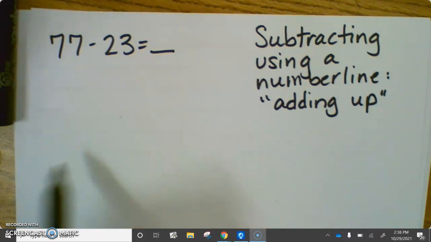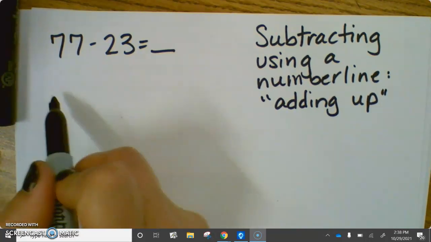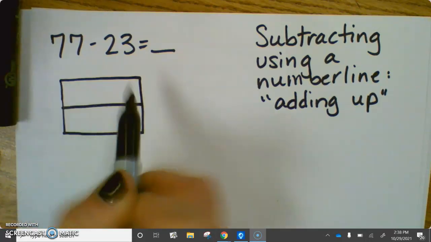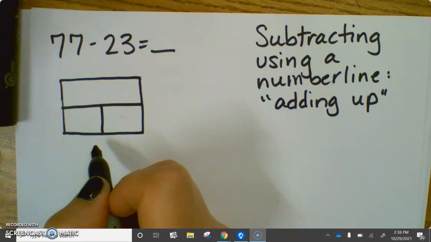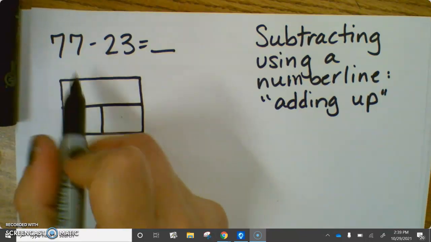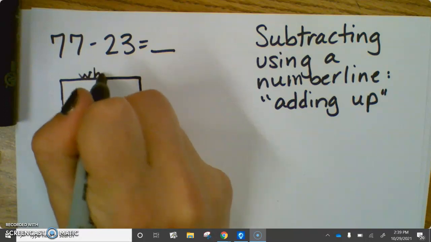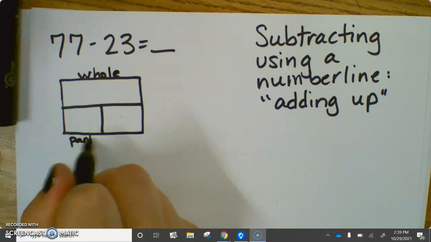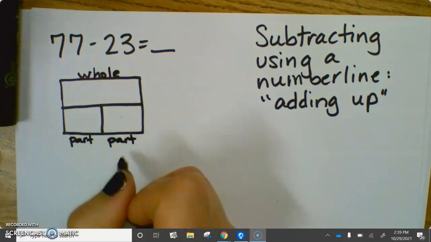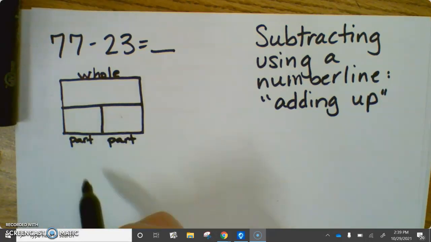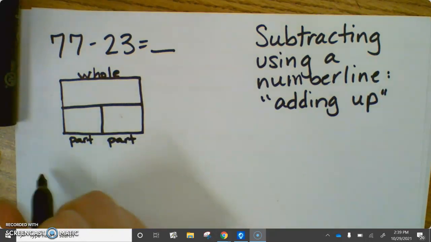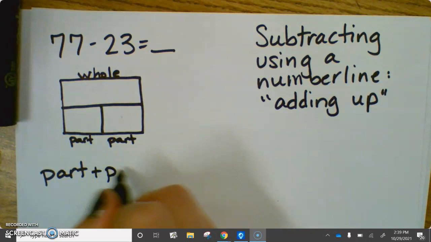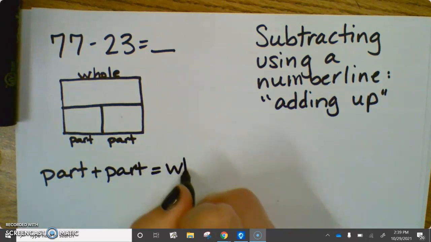So we can come up with our new equation by making a bar model. And we want to make sure that we are putting our numbers in the correct place in the bar model. So the big rectangle is always going to be your whole or your total or whatever you have all together. And each of the smaller sections is the parts. And the parts always add up to equal the whole. So part plus part equals whole. And I'll write that on here to remind you. This is very important. Part plus part equals whole.